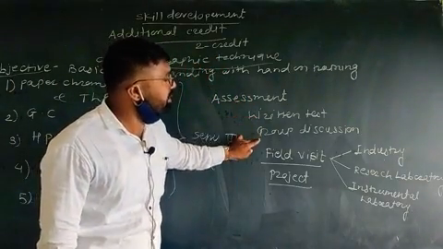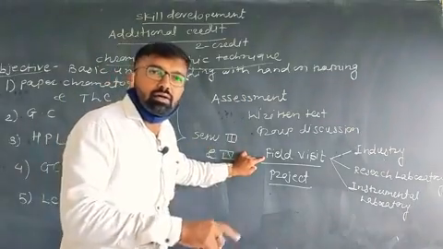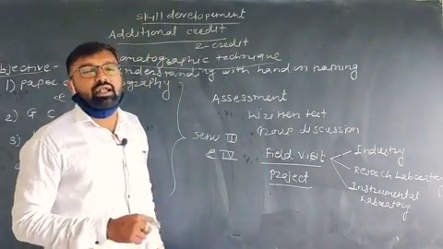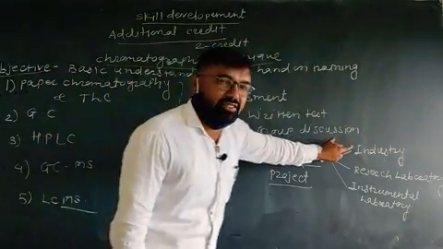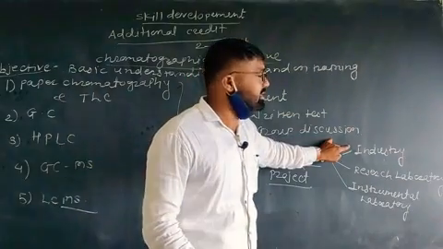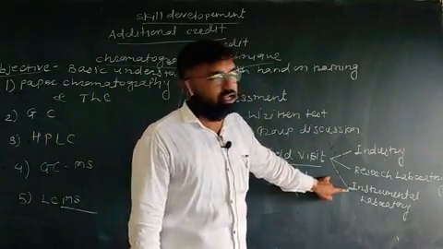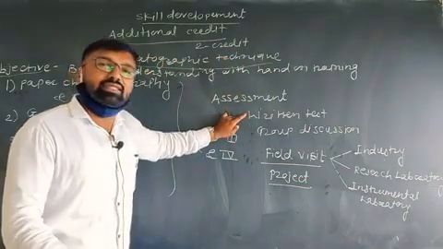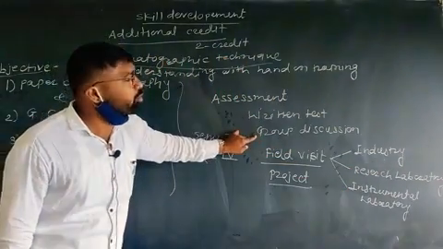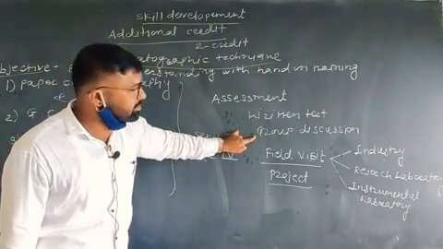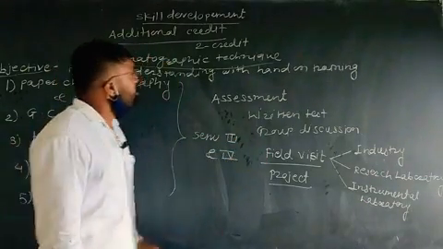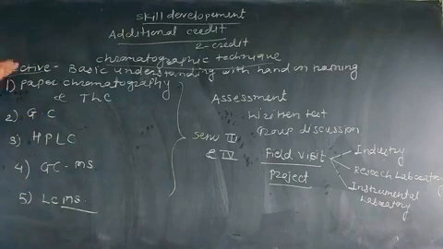Definitely written test, group discussion and field visit are for both semesters. That means you have to visit 2 industries in first semester, or you can say 2 research laboratories, or 2 instrumental laboratories. Obviously written test for this semester 2, next semester 2. Group discussion for this semester 2, next semester 2. Now this is the general idea regarding this syllabus.